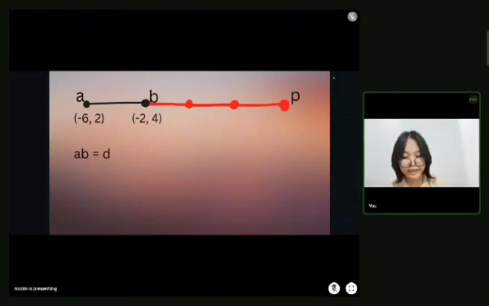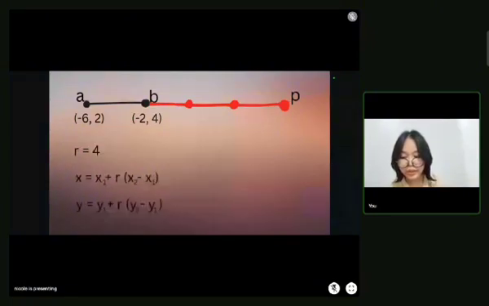So to represent the distance between B and P, we represent it as 3d, as it is 3 times the length of AB. To get the ratio, we need the distance of AP over the distance of AB. So now we have 4d over d, and we simply cancel the d, and we have the ratio of 4.